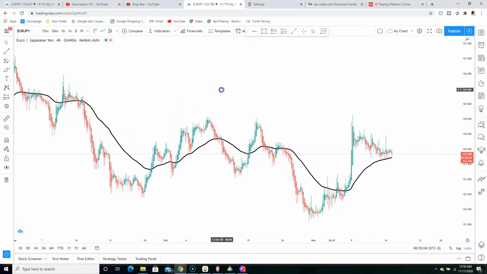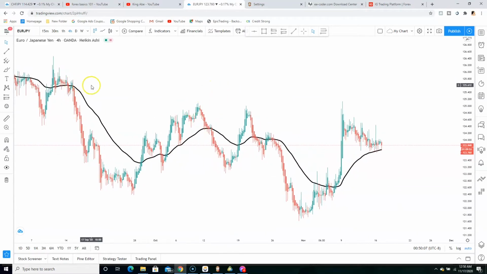And if you guys don't know, when you have the moving average on your chart, when price is below the moving average, you'll be looking for sell opportunities, and when price is above the 50 EMA, you'll be looking at buying opportunities. So you buy long above the 50 EMA, and you sell short below the 50 EMA. Now that I got that out of the way, we're gonna add another indicator.